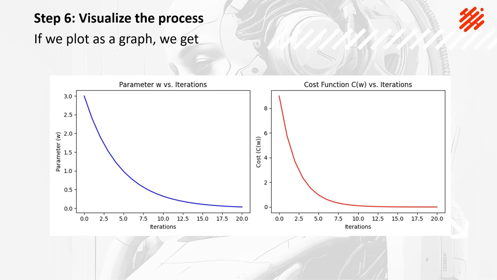Step 6, visualize the process. If we plot the graph, we get the graph as shown. There are 2 graphs. One is the parameter ω versus iteration, and another is the cost function C(ω) versus iterations. So plot the graph of C(ω) as a function of ω to visualize how the gradient algorithm approaches the minimum of the cost function.